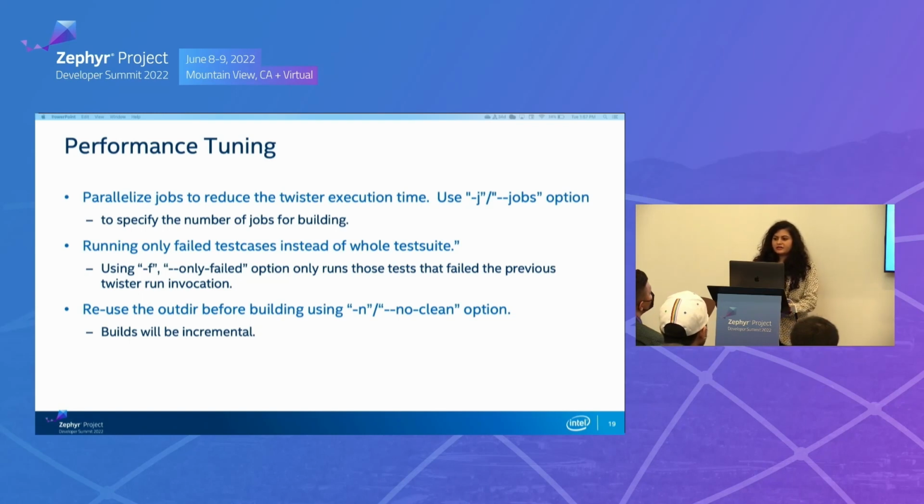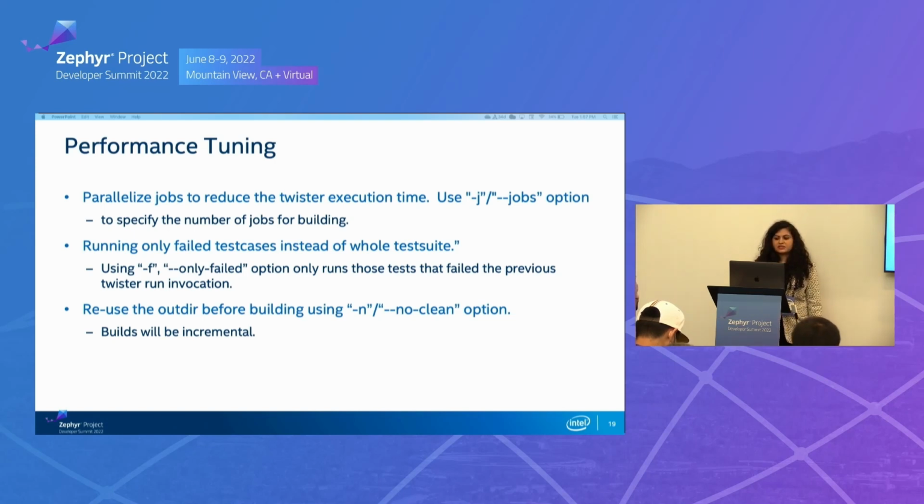So we know that there are options provided by Twister, and there are various features, but there are some of the features or options that Twister provides which most of us do not know about, but they can be very handy and a quick time saver when you are trying to validate your changes locally. Like you can parallelize the jobs using the -J option that Twister gives.